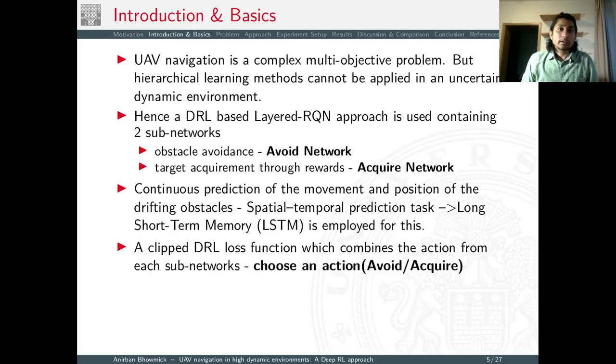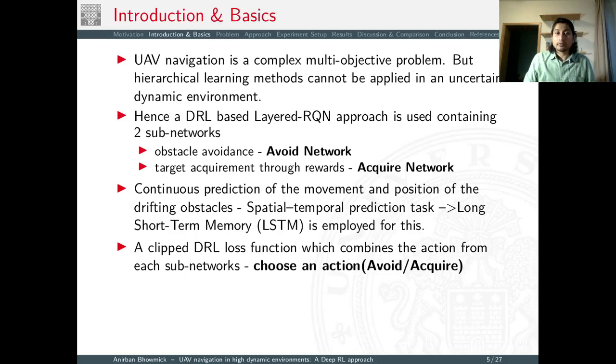As I said earlier, UAV navigation is a complex multi-objective problem which is divided into hierarchies. So in our problem, we will also be dividing the problem into several subproblems. First is to avoid the obstacles, which is done by the avoid network. Second is a separate network to find the efficient way to the targets by calculating the maximum amount of rewards. And through this entire process, we have to determine the position and the speed of the different drifting obstacles. So this is a special temporal task.